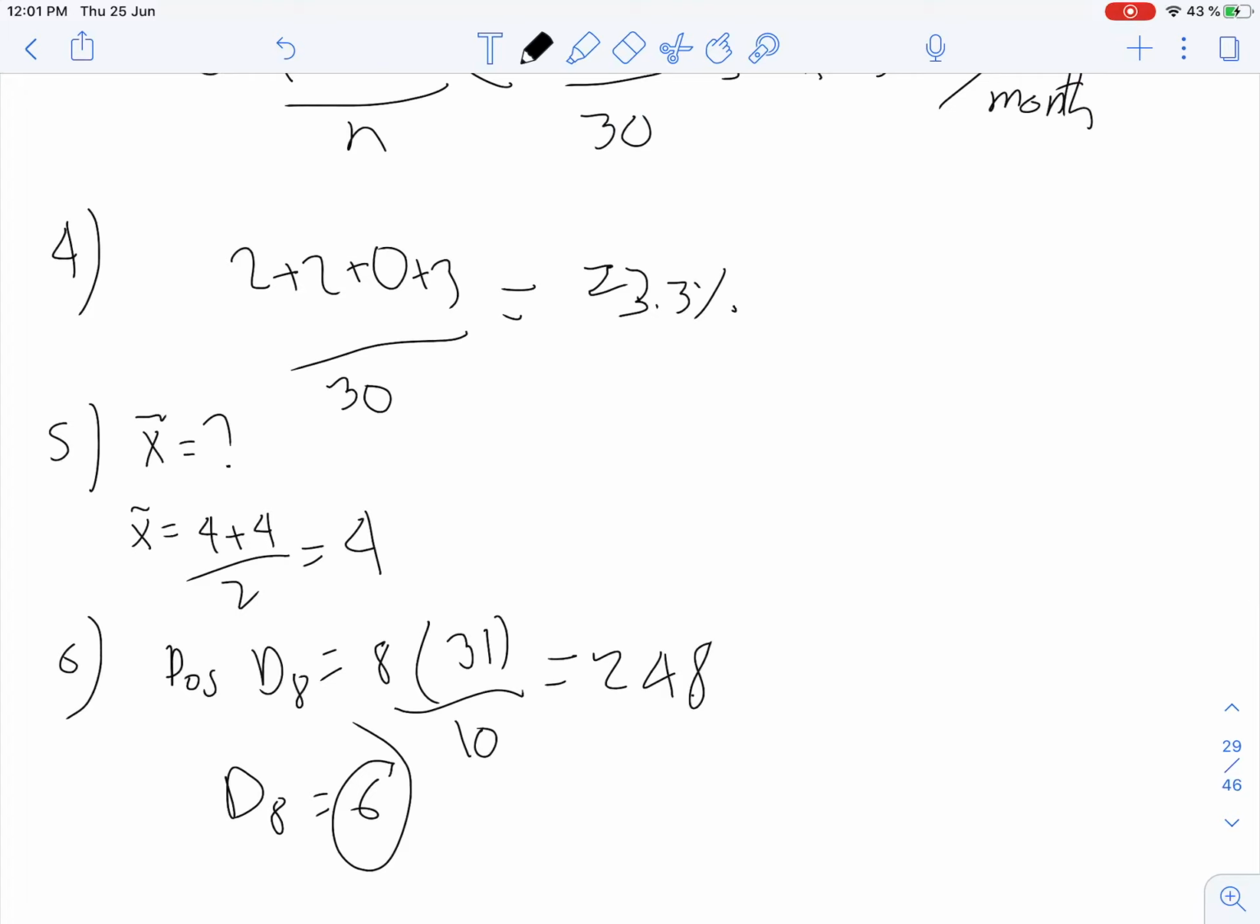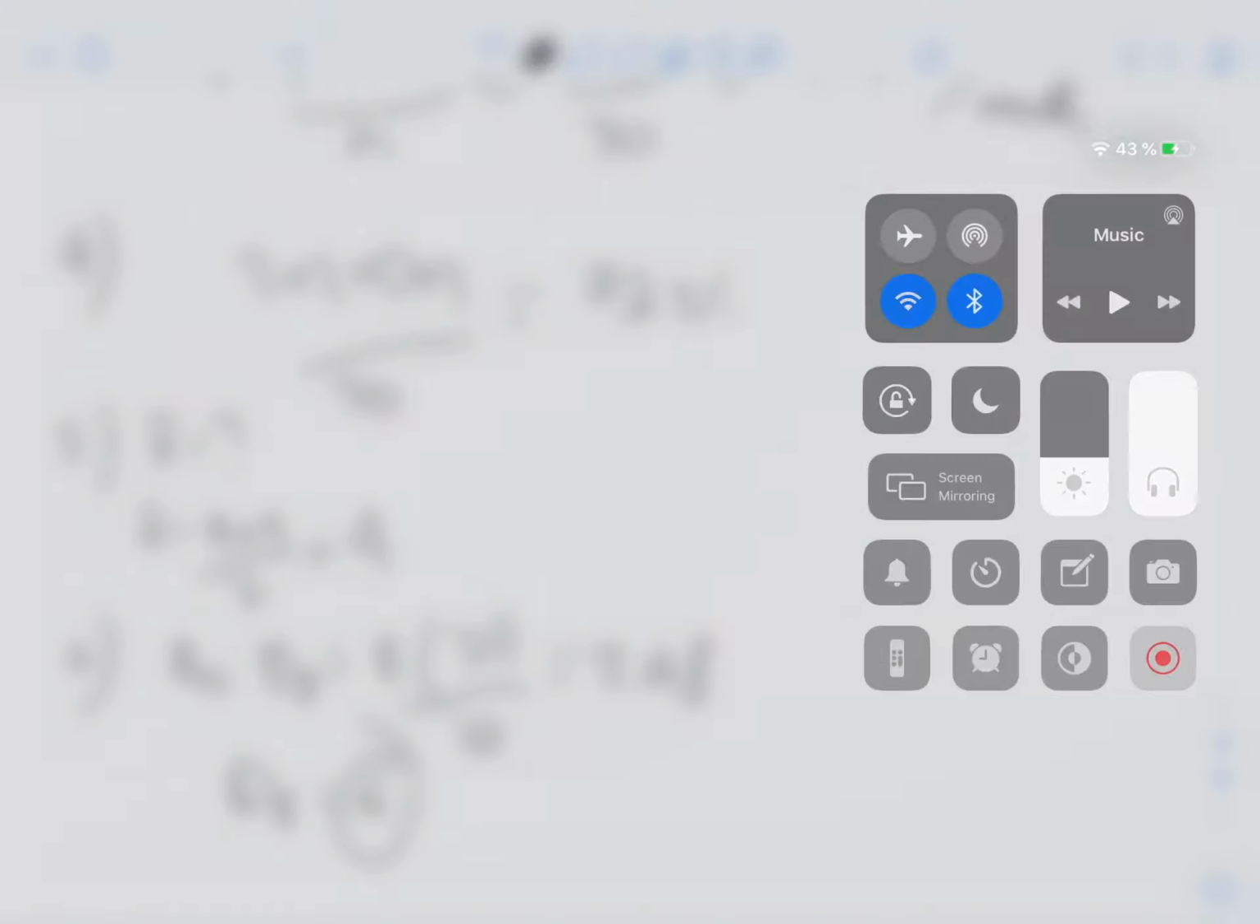All right, so that's everything for here. I'll see you in the session to practice a little bit more about how to compute these metrics when we have grouped and ungrouped data.